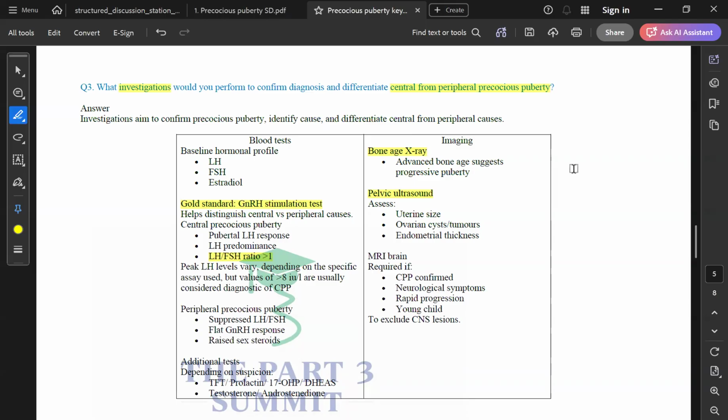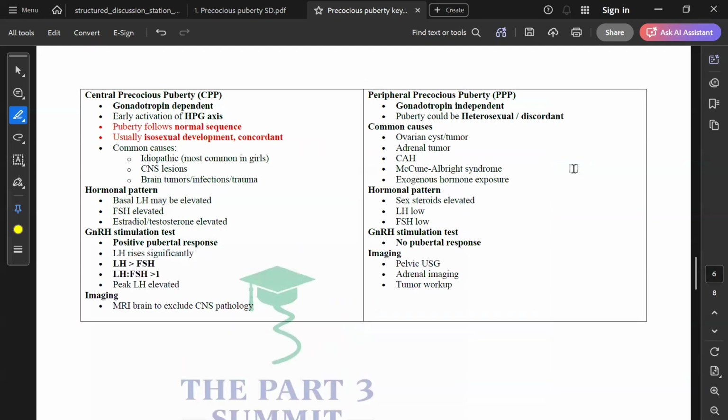Okay. Now, this is how you will differentiate. Based on the presentation, you can differentiate central from peripheral in terms of how the sequence is. This is the way in which central precocious puberty presents, in a normal sequence. Here it could be discordant, like one of the features like thelarche, pubarche, or menarche could be up and down. It need not be in the same way in which you will see a growth spurt, and then thelarche, and then pubarche, and then menarche. You might not be seeing it in the peripheral type.